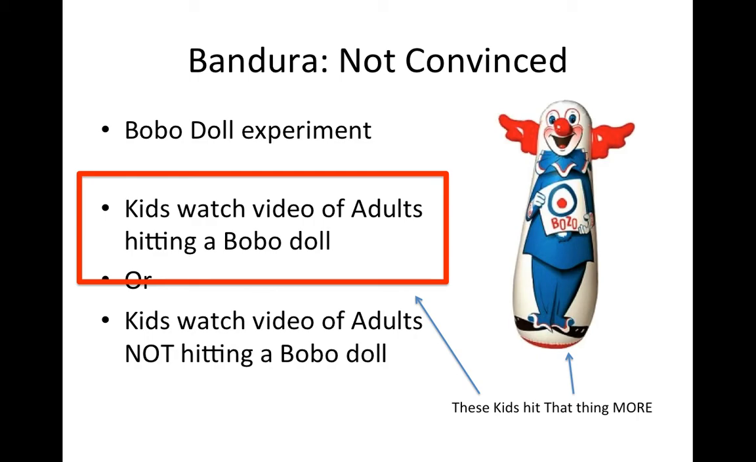Again, behavior analysts say this looks like generalized imitation. If you watch adults doing something and you do it later, that seems to be perfectly fine.